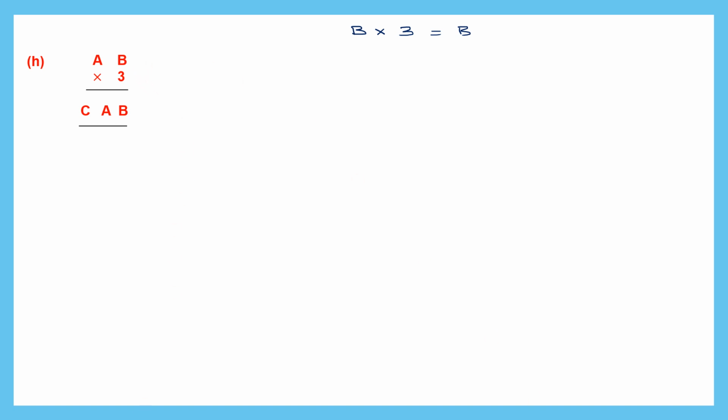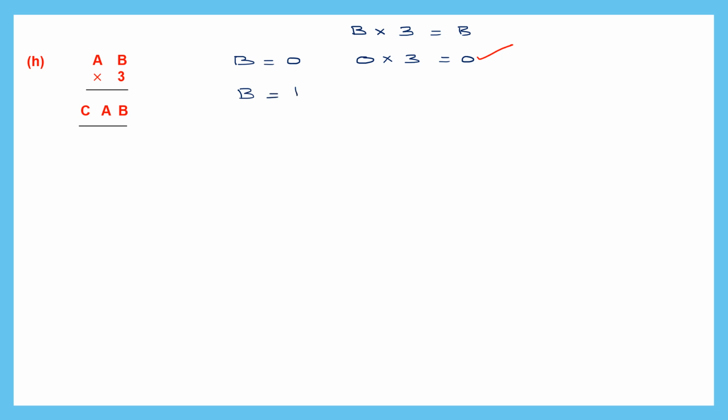So let's take B to be equal to 0. So if B is equal to 0, then B into 3 equal to B will become 0 into 3 is equal to 0. Now, is this multiplication correct? 0 3s are 0? Yes, this multiplication is correct. That means B can be 0. Now, let's try the other numbers also. Let's see which other number gives us the answer also to be the same.